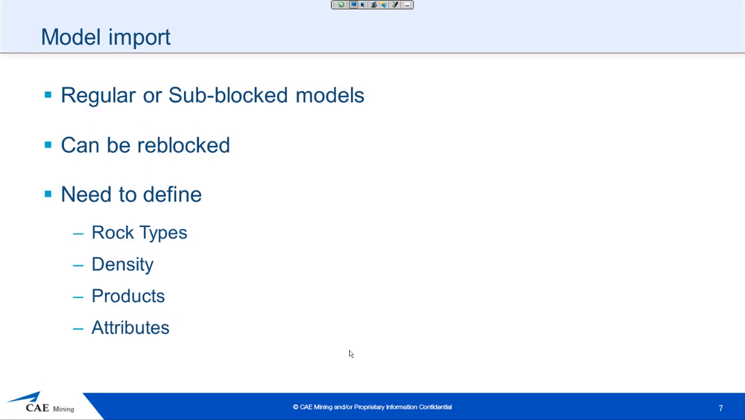Once we've got the model ready, we can import either regular or sub-blocked models. The system does the blocking up to parent cell size on its own. Everything remains as parcels, at least by ore type or by waste type. We can have the system do reblocking, and when we bring it in, we just need to define what our rock types are, specifically rock types, density, and products, and any other attributes that we want to bring in.